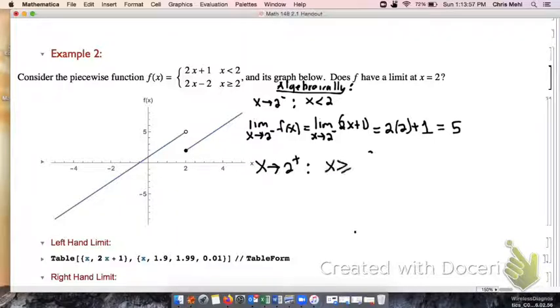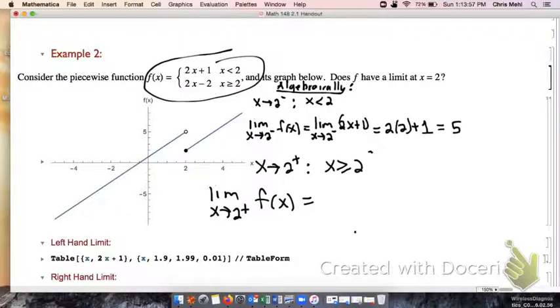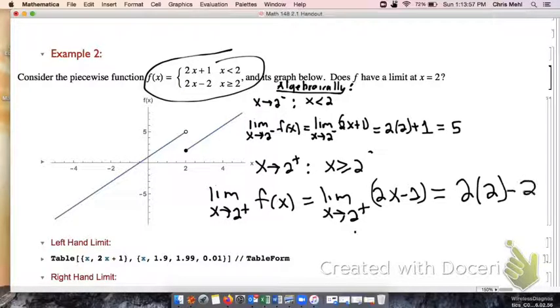You're going to notice that x is greater than or equal to 2 if you're approaching from the right. So the limit as x approaches 2 from the right of f of x, if you look back at your definition of the piecewise function up here, if x is greater than or equal to 2, notice I'm rewriting all the limit notation, but I'm just replacing f of x with the expression 2x minus 2 here. That's a polynomial, it's a linear function. You can plug 2 in for x, which is going to give you 4 minus 2, which gives you 2.